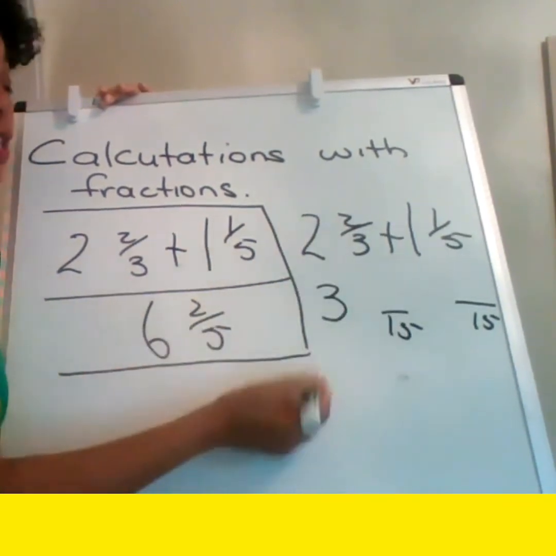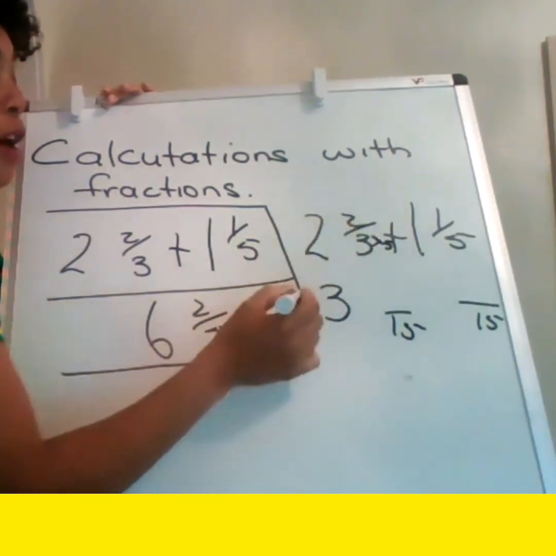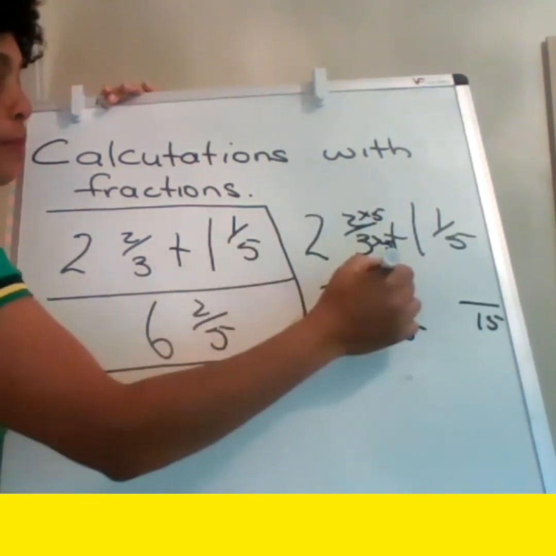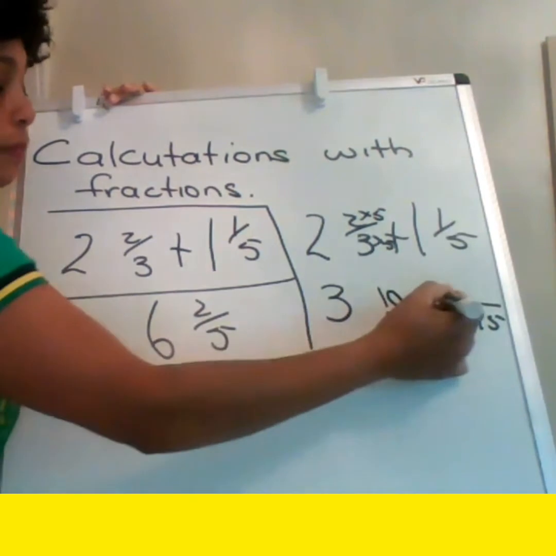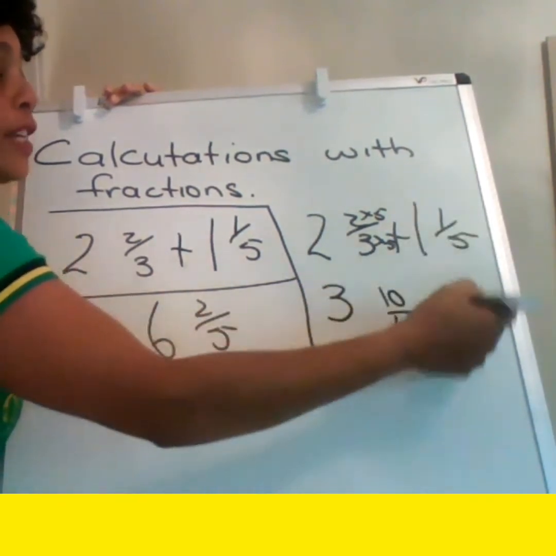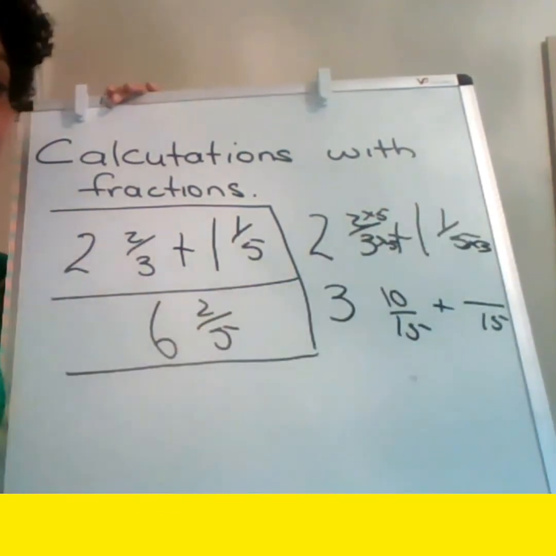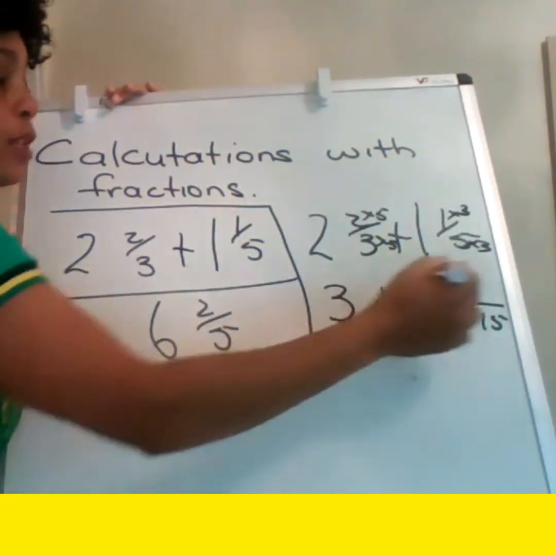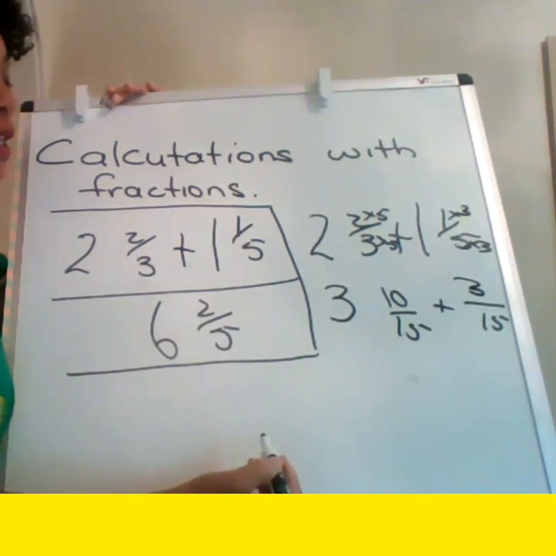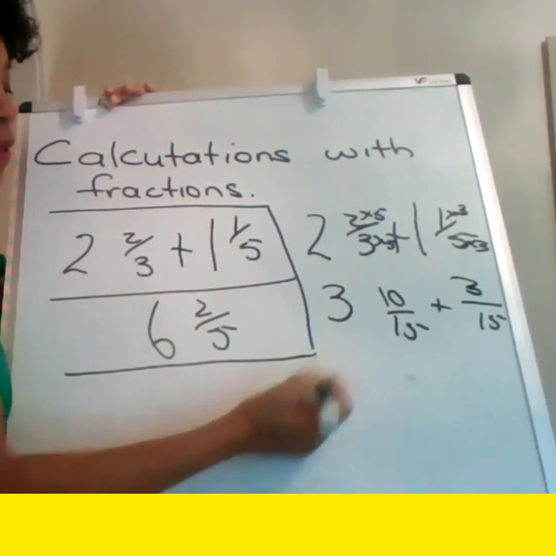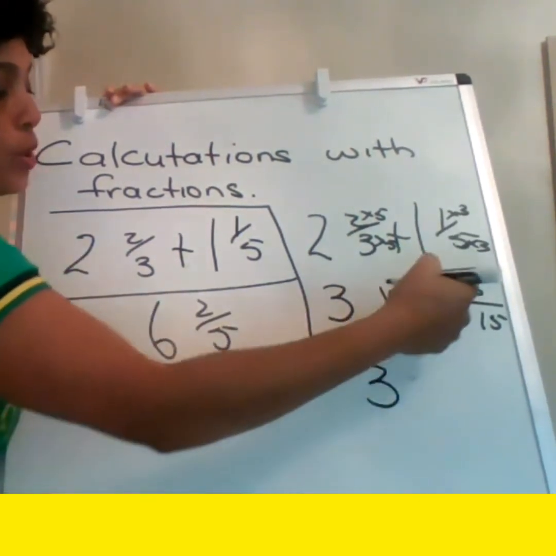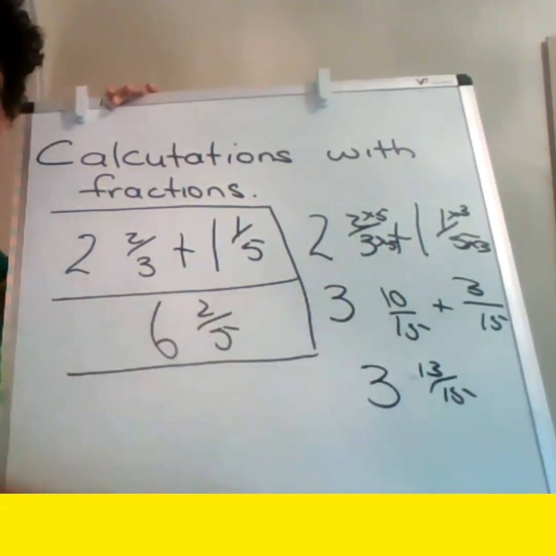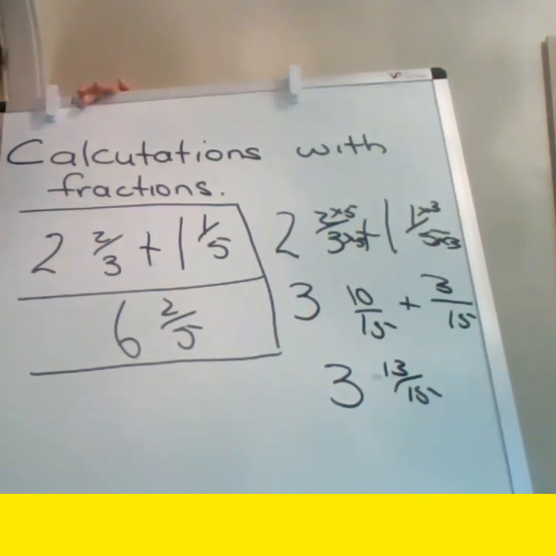What do I do from 3 to get to 15? Times it by 5. So if I times the denominator by 5, I have to times the numerator by 5. That gives us 10. What do I do from 5 to get to 15? Times by 3. So if I times the denominator by 3, I have to times the numerator by 3. So 3 times 1 is 3. Now I have 3 wholes and 10 and 3, so 13 out of 15. So I have 3 wholes and 13 out of 15.